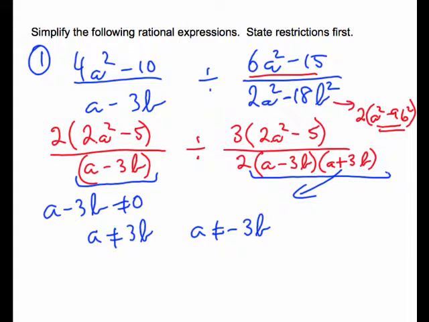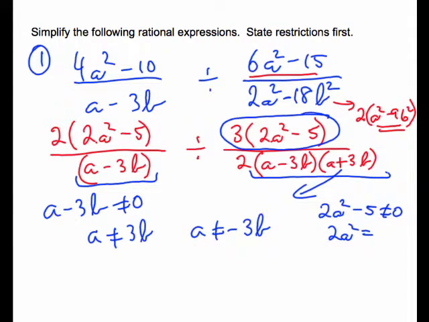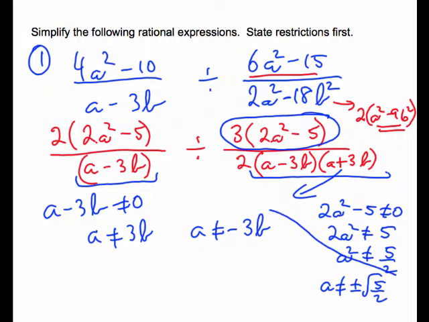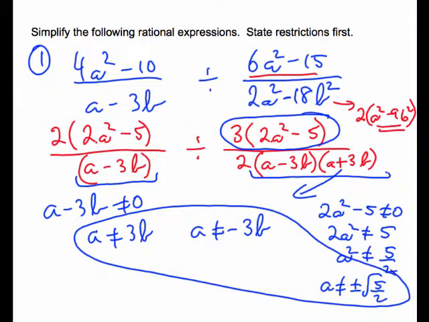And then we have to worry about the fact that our numerator is going to become our denominator on this fraction. So 2a squared minus 5 can't be 0, which means 2a squared can't equal 5, which means a squared can't equal 5 over 2, which means a cannot be plus or minus the square root of 5 over 2. Okay, so all of these are our restrictions.